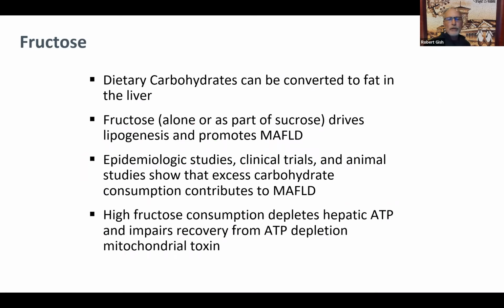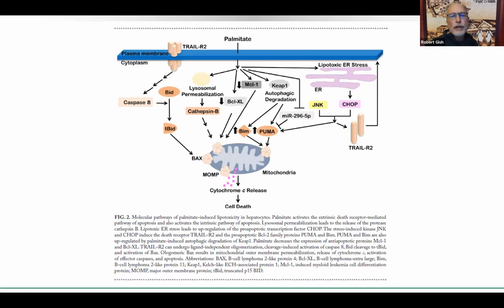Fourth bullet here talks about fructose causing and depleting hepatic ATP and impairing recovery from that ATP depletion. Depletion results in a picture of mitochondrial toxicity. The key thing on this very complex graph is the super top line, which is palmitate. Palmitate's one of the oils that's in palm oil, for example, but in a low level in olive oil. So different types of oils that we can drink, including coconut oil, can have high levels of palmitate and become a lipotoxic and a stress to the endoplasmic reticulum and mitochondria.